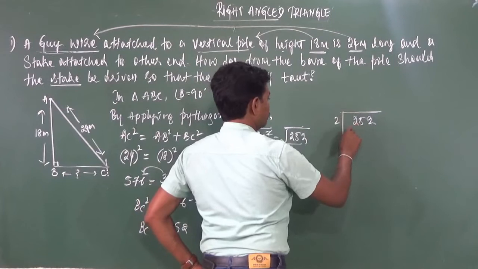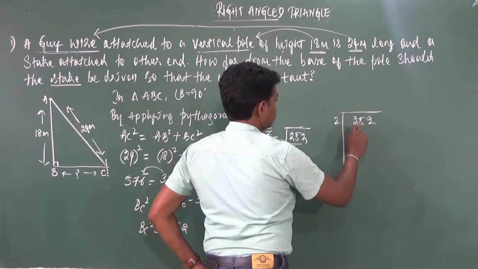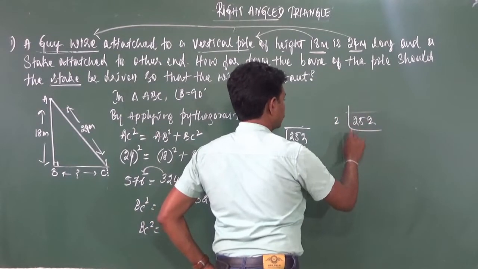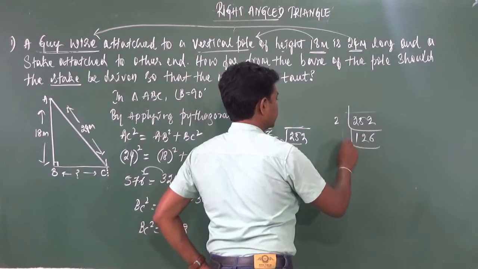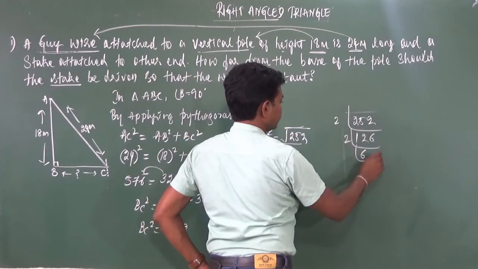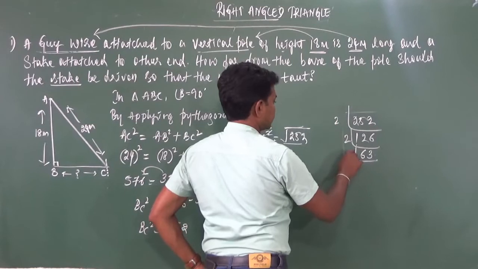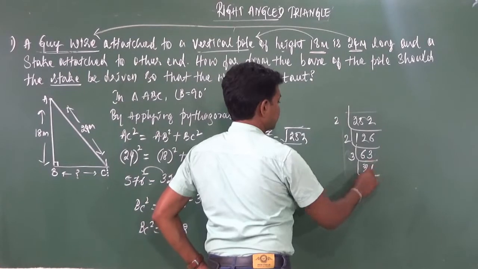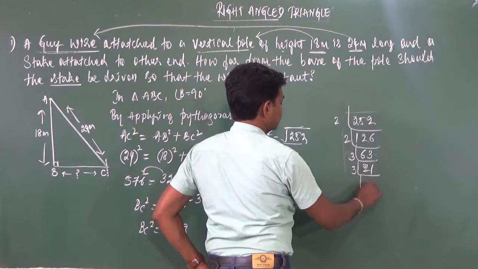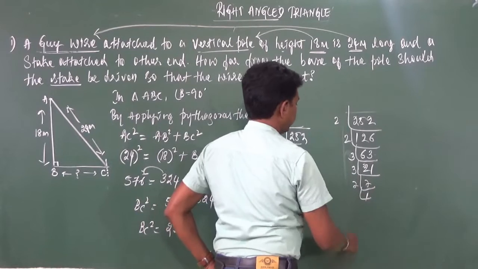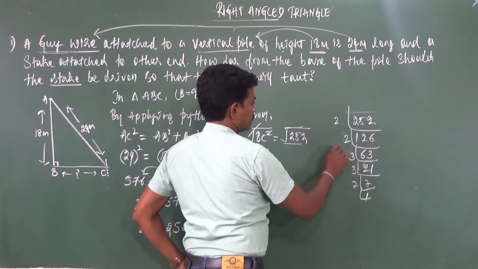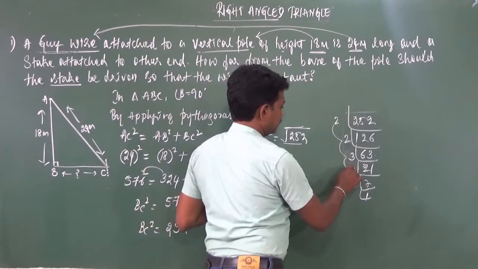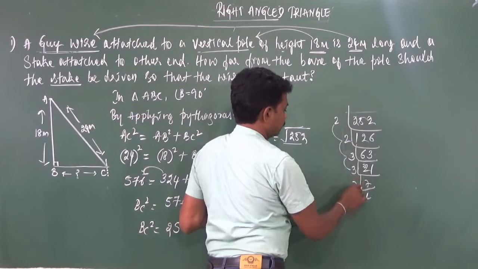So it is 2. Let us go like this. 2 1s are 2, 2 2s are 4, 2 6s are 12, again 2 6s are 12, 2 3s are 6, again we go with 3, 3 2s are 6, 3 1s are 3, so it is again 3, 7s are 21. So 2 2s are 4, 4 3s are 12, 12 3s are 36. So we can take 36 into 7.